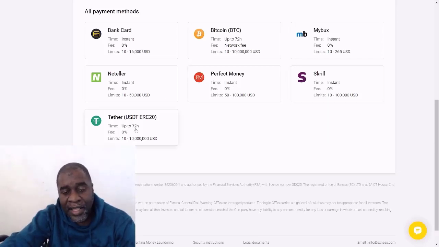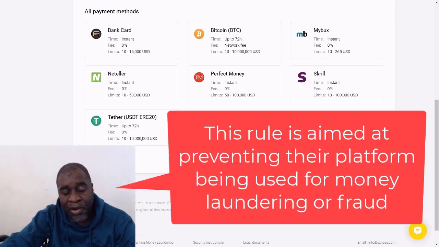Skrill, 1,000. Tether, 1,000. Then the excess, the profit or income you have earned from your trading, that $100, you can actually choose which method you want to withdraw. So almost all the platforms, your initial deposit has to go back the way it came.